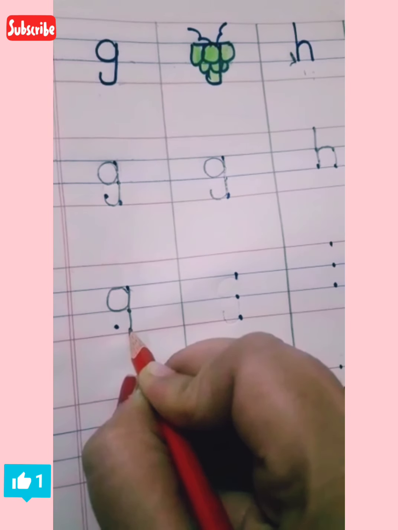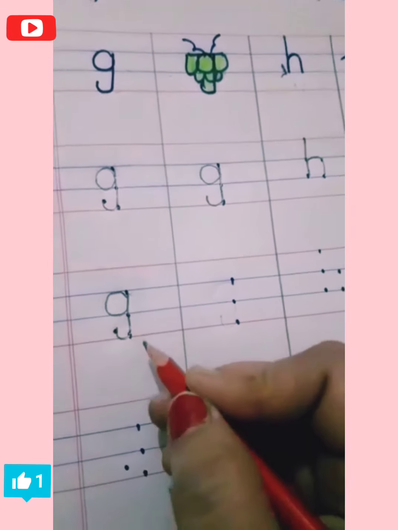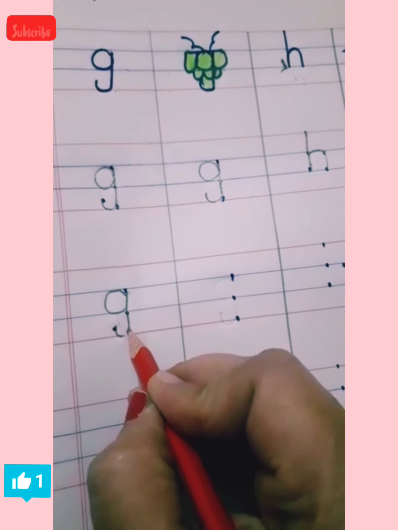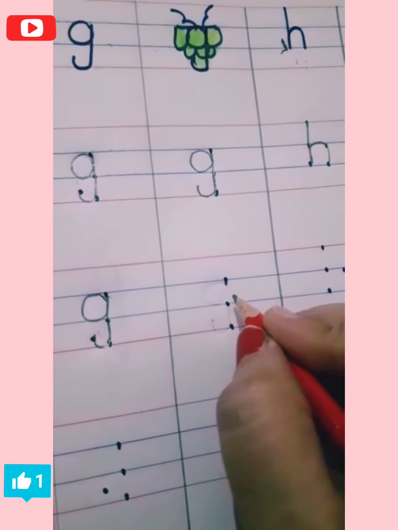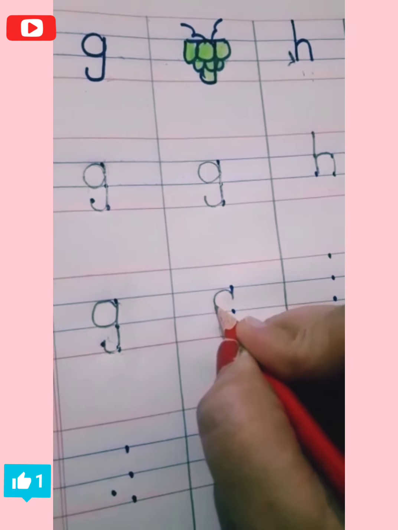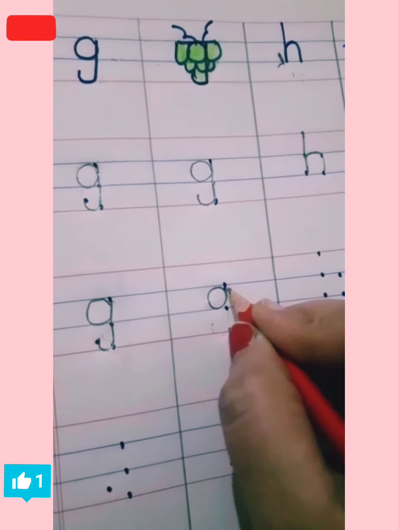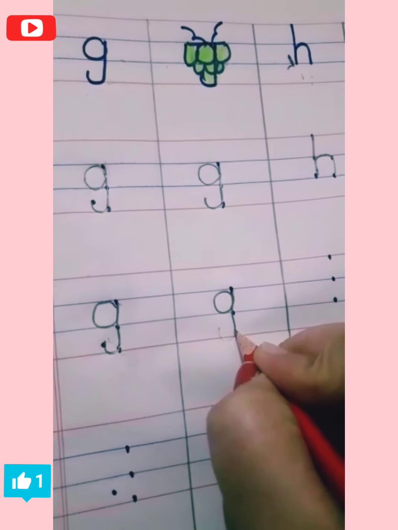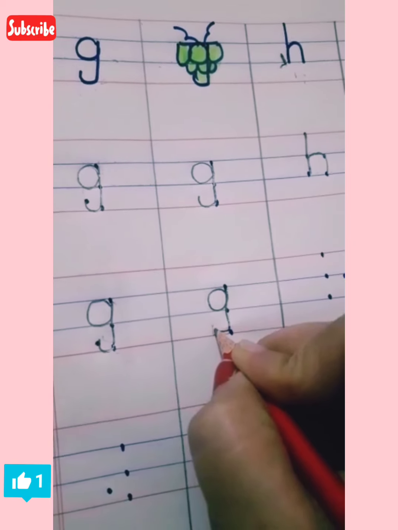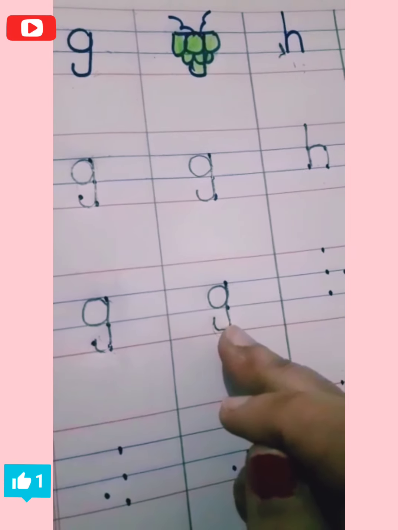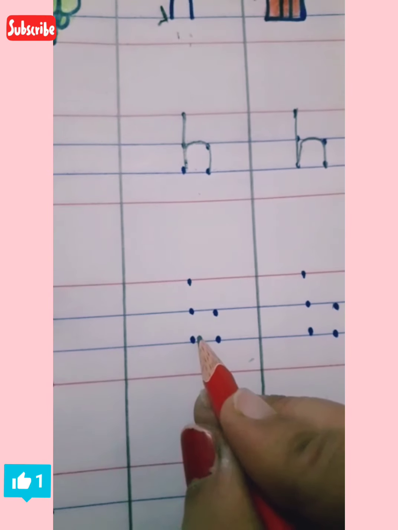And write an up curve. Small up curve. This is a letter G. Again, first we will write a circle. To that circle, write a standing line and write a small up curve. This is a G.